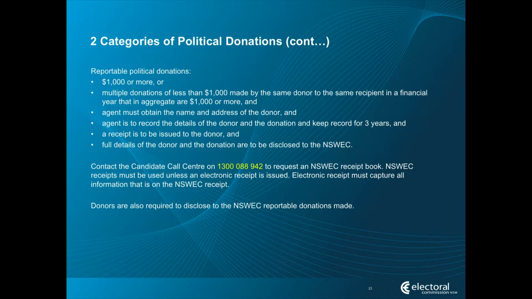Contact the Candidate Call Centre on 1300 088 942 to request an Electoral Commission receipt book. The Electoral Commission receipts must be used unless an electronic receipt is issued. An electronic receipt must capture all the information that is otherwise on the Electoral Commission's receipt. You should also be aware that donors are required to disclose to the Electoral Commission the reportable political donations they make. Each receipt has a statement to advise the donor of this disclosure obligation.